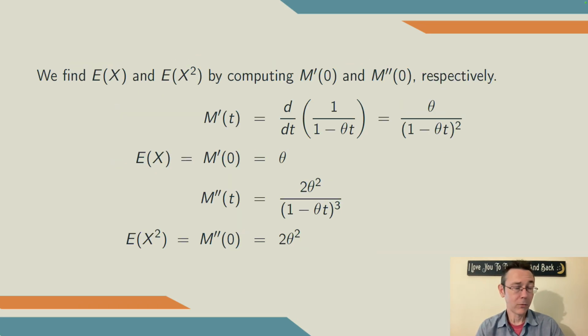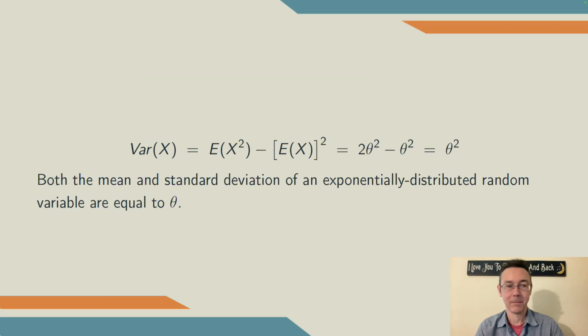We then find the expected value of x as well as the expected value of x squared by computing m prime of 0 and m double prime of 0 respectively. And that's just your basic property of the moment-generating function. So we do out the derivative, we plug in 0 and we get theta. We do another derivative, we plug in 0, we get 2 theta squared. So remember, these derivatives are with respect to t.